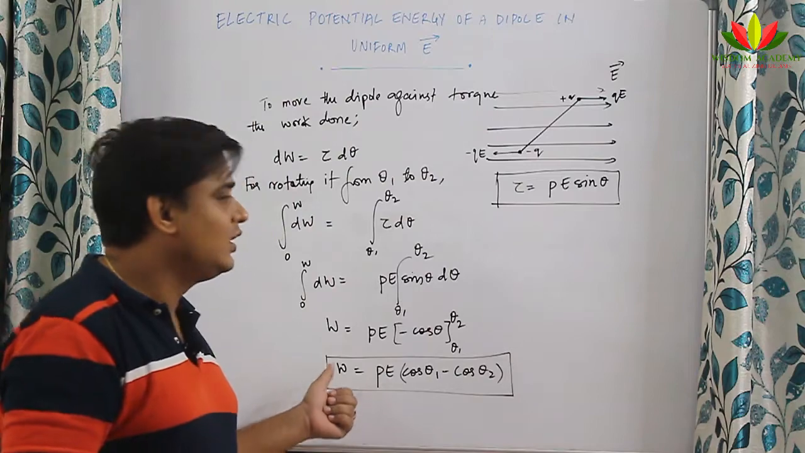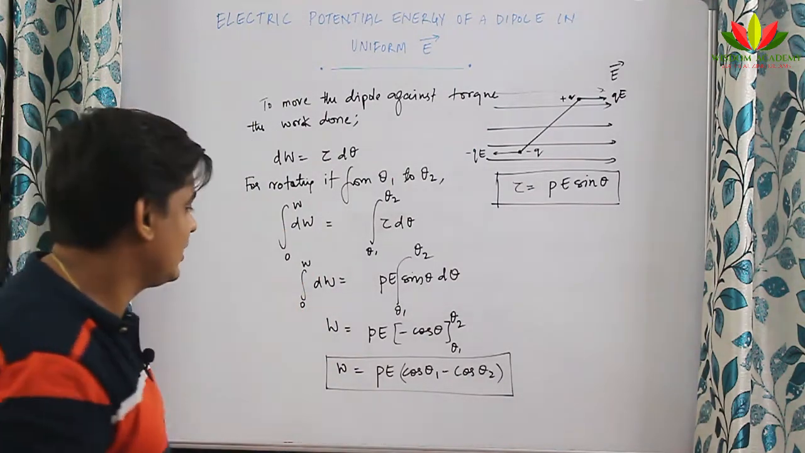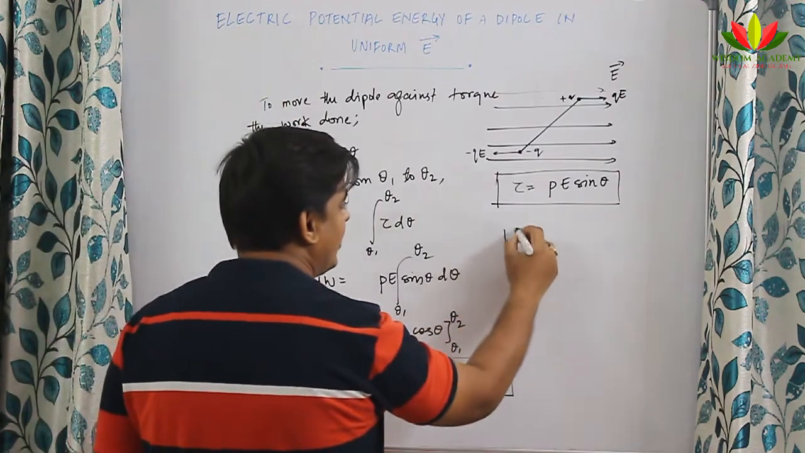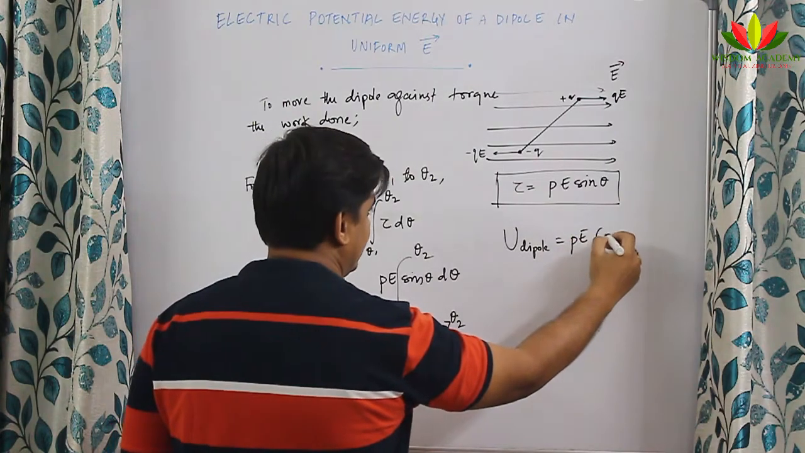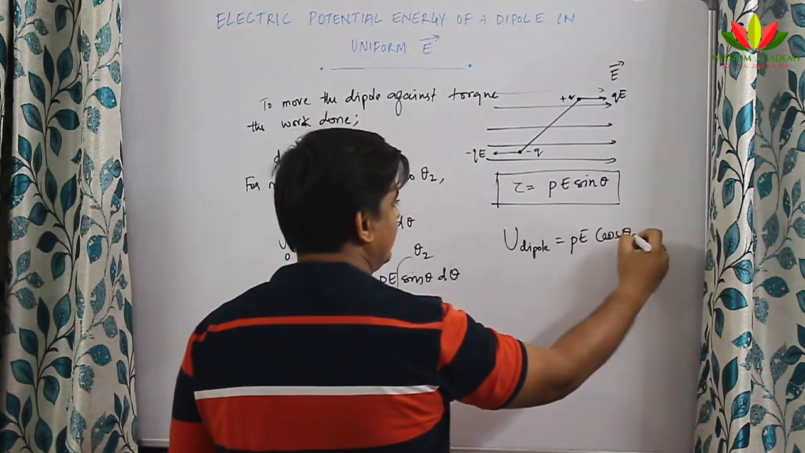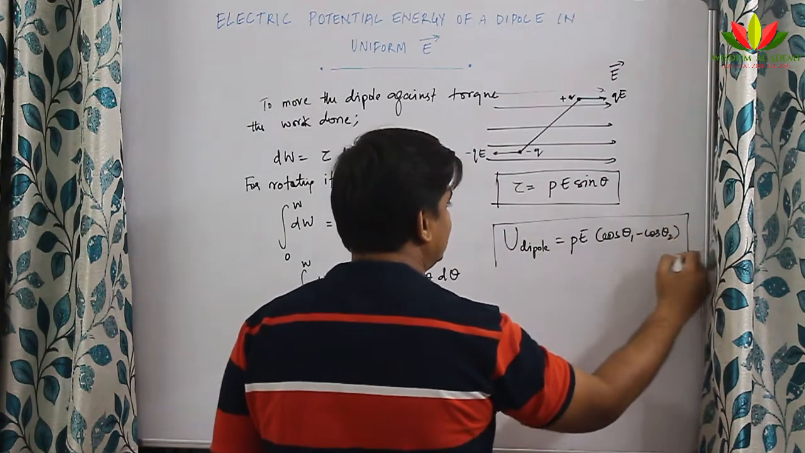This work done will be stored as electric potential energy. So the electric potential energy of any dipole can be written as PE into cos theta 1 minus cos theta 2. Now what you should be careful about is this theta 1 and theta 2.